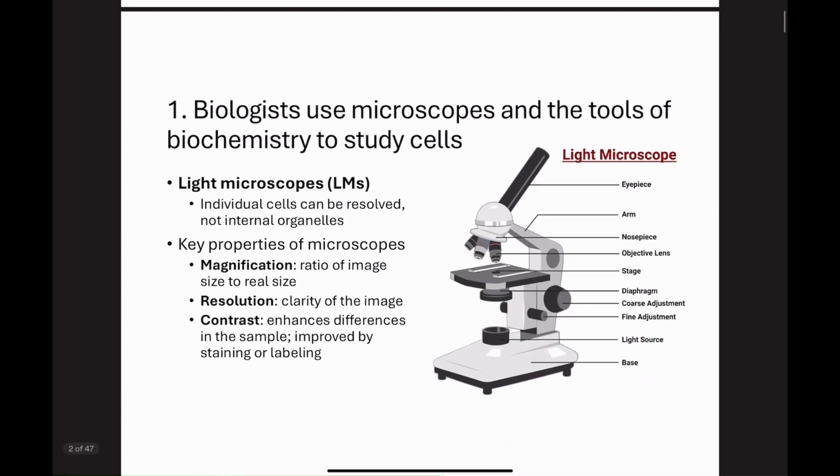So microscopes were first developed in the late 16th century, and major improvements to them came in the early 17th century. So in 1590, the light microscope was invented, and it was invented by somebody named Zacharias Janssen.